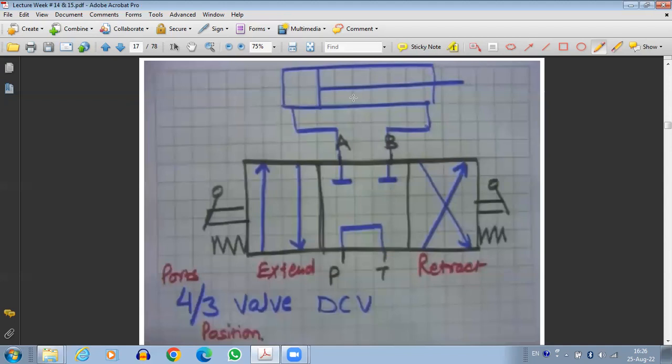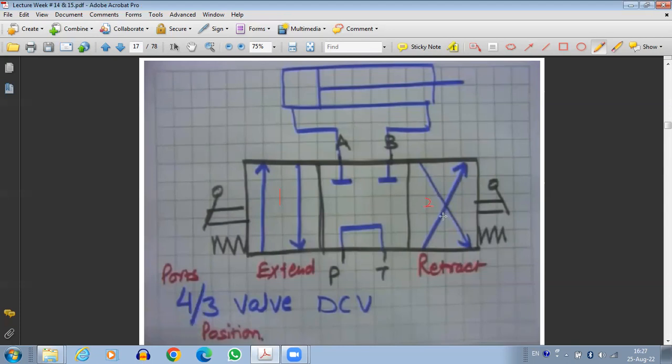Okay, so we can show here the case when we want the cylinder to expand. How will the connection be? What will be the positioning of the spool? In that case, P will be connected to A and T will be connected to B. So that's one position. The second position is when we want to retract the cylinder. In that case, P will be connected to B and A will be connected to T. So it's going to be shown here as a second position.